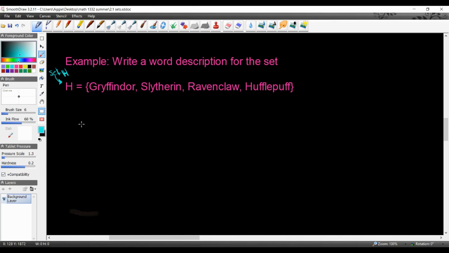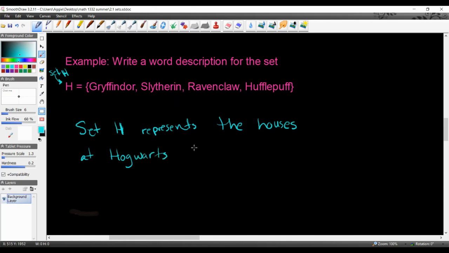So I'm going to go ahead and say that set H, write it a little bit different this time, represents the houses at Hogwarts from Harry Potter. You want to add that in case you don't know what Hogwarts is.